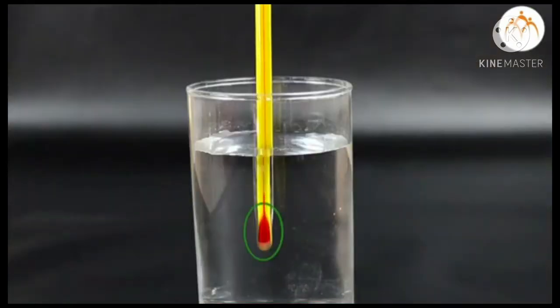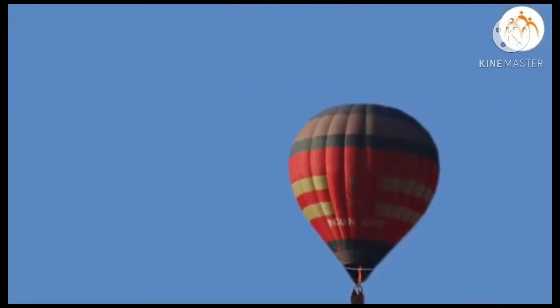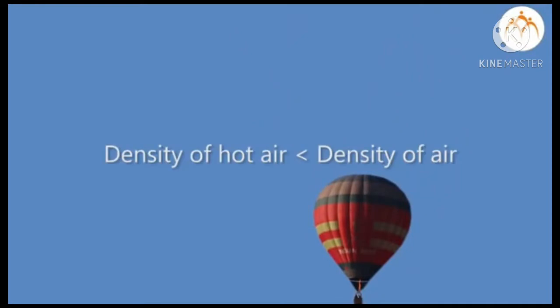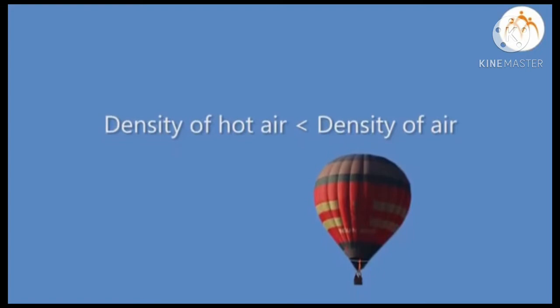Alcohol expands in thermometer and rises up. Hot air volume increases when heated. This causes its density to be smaller than the surrounding air. This results in hot air rising upward.